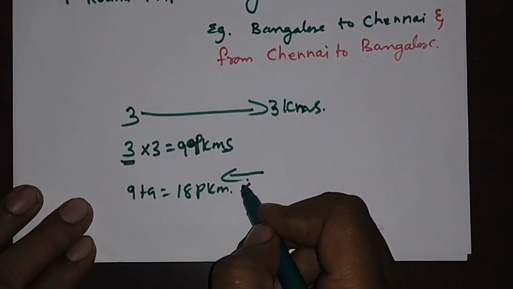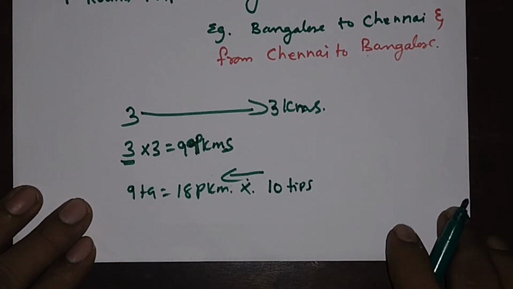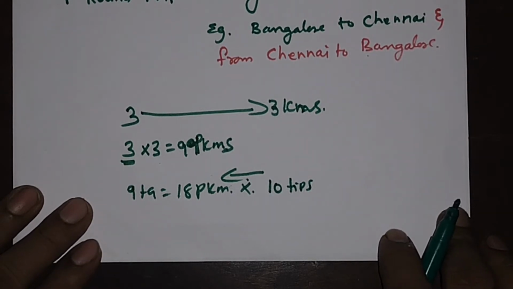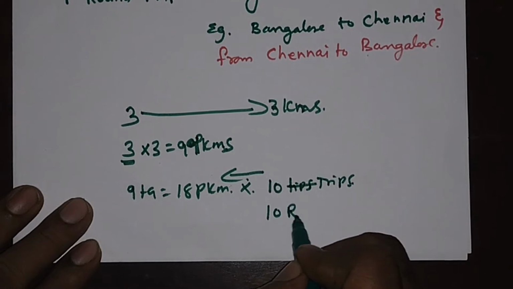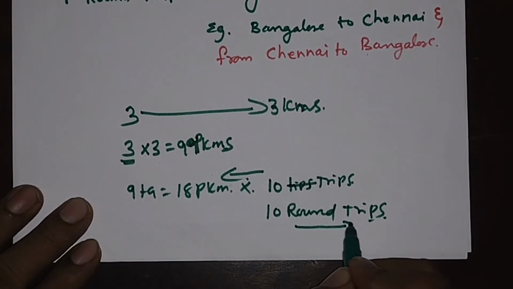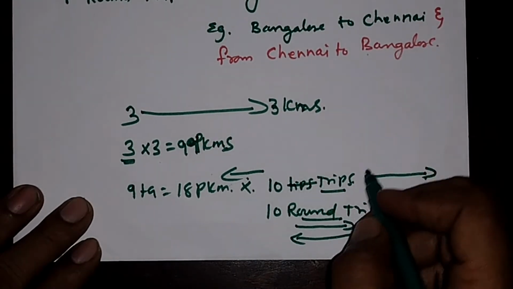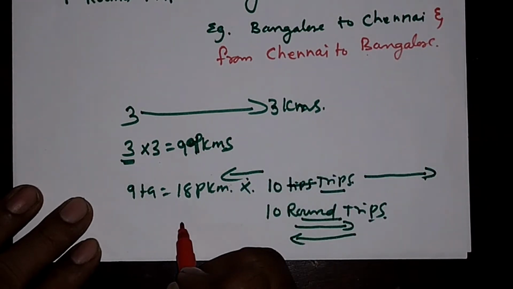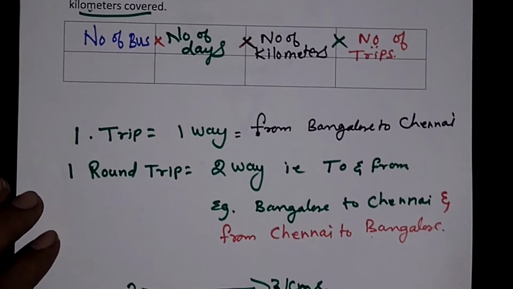If the same auto makes 10 trips, how many passenger kilometers will it cover? As per this chapter, two different terminologies will be used. One is trips, 10 trips, and another one is 10 round trips. Round means going and returning back. That is called round trips. Trips means only going. Round trip we also call as to and from. What is this to and from? I am giving this detailed explanation.